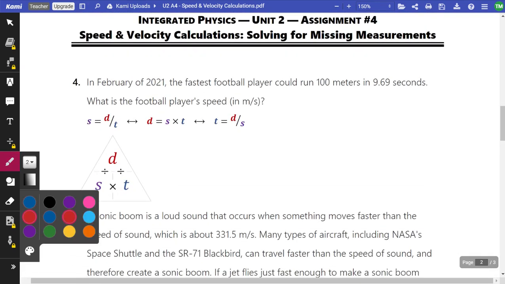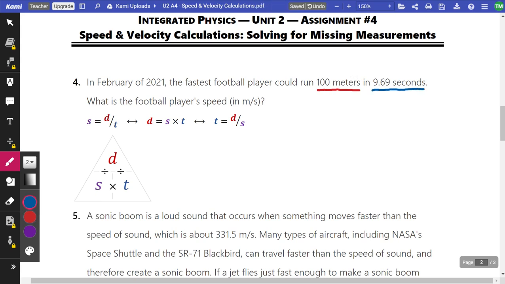In number 4, the fastest football player could run 100 meters. That's a distance. In 9.69 seconds, that's a time. So we could solve for speed by using one of these equations where you have S equals. You're going to use one of these equations, which I think you guys can figure out. I have faith in you.